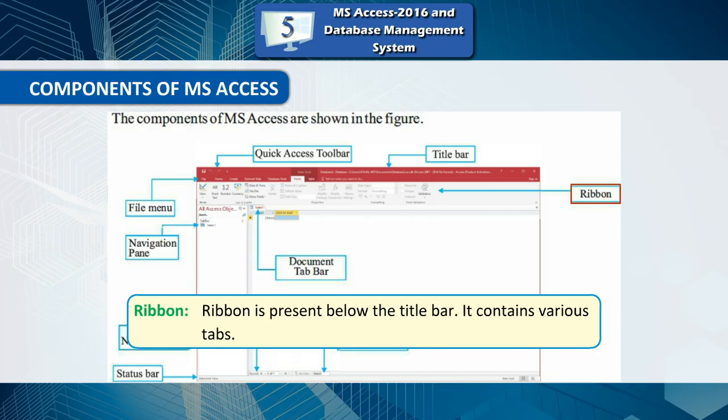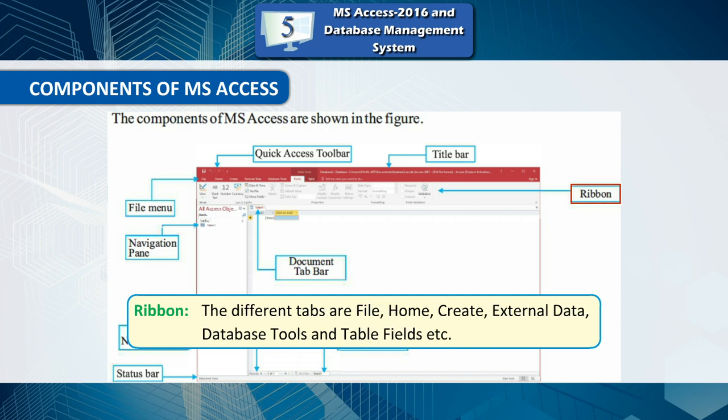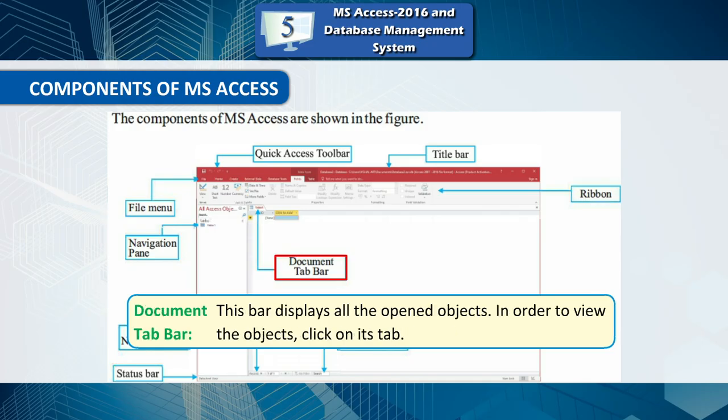Ribbon. Ribbon is present below the title bar. It contains various tabs. Clicking on these tabs will open a set of commands organized in groups. The different tabs are File, Home, Create, External Data, Database Tools and Table Fields, etc.